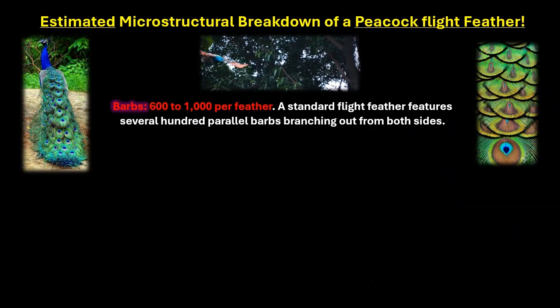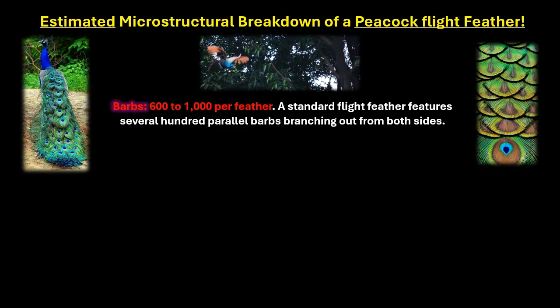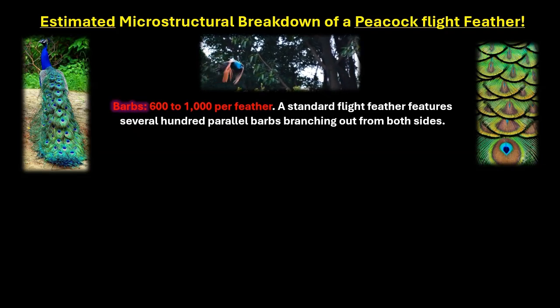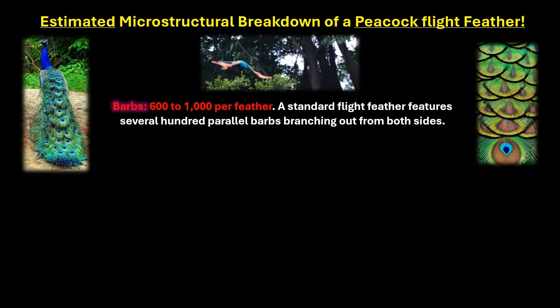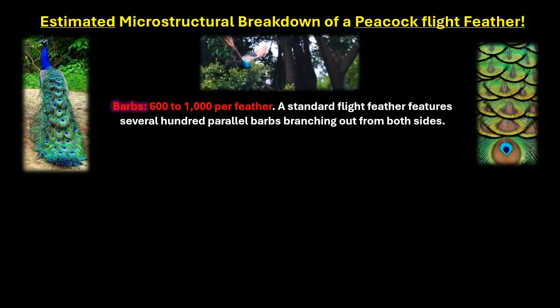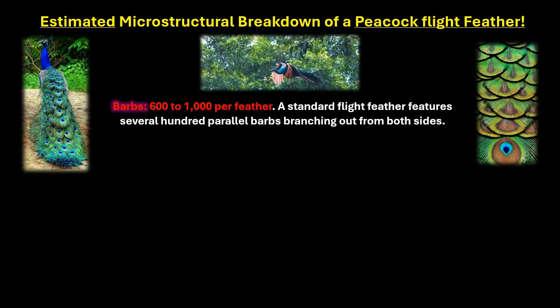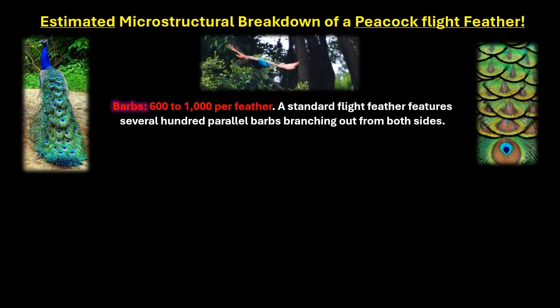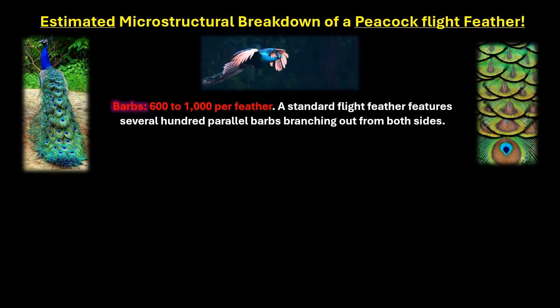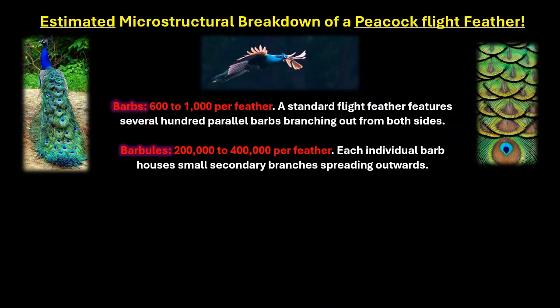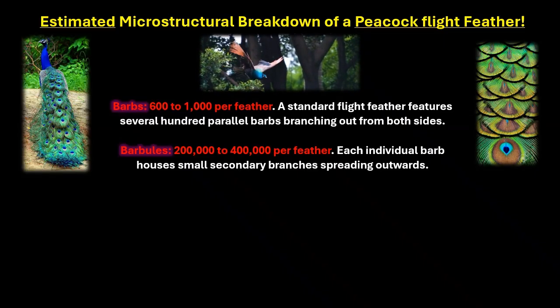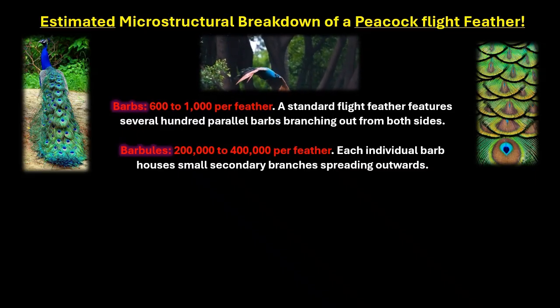The estimated microstructural breakdown of a peacock's flight feather. So the barbs, 600 to 1,000 per feather. A standard flight feather features several hundred parallel barbs branching out from both sides. The barbules, 200,000 to 400,000 per feather. Each individual barb houses small secondary branches spreading outwards.